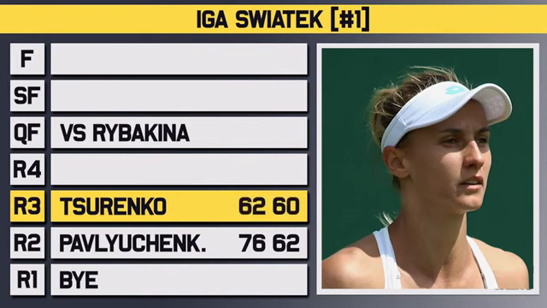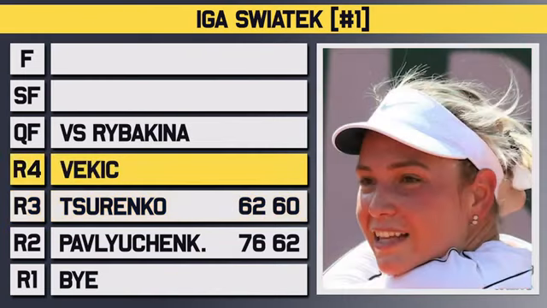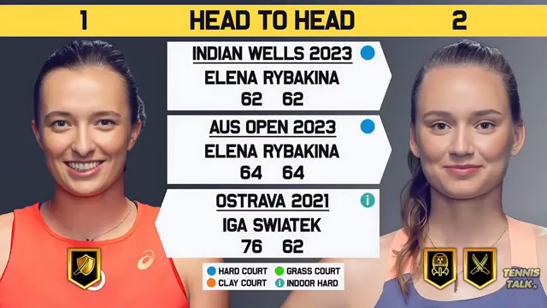In the fourth round, she took on the 21st seed Vekic, who she'd played a 3-set match against last year in San Diego, but this time it was all Swiatek, getting through in straight sets 6-3, 6-4 to advance to the quarterfinals. These two ladies have played 3 times before, with the head-to-head in favor of Rybakina 2-1, but this will be the first time that they've played on a clay court.